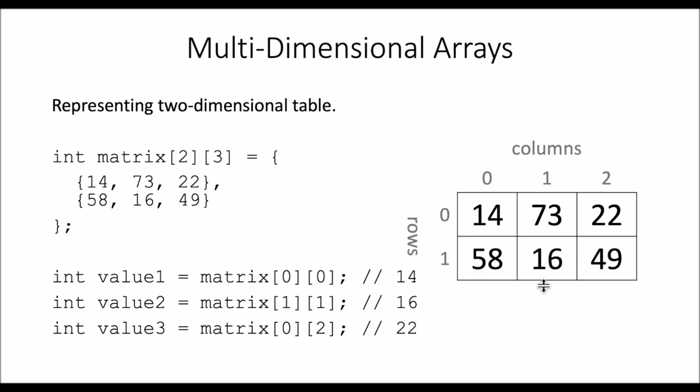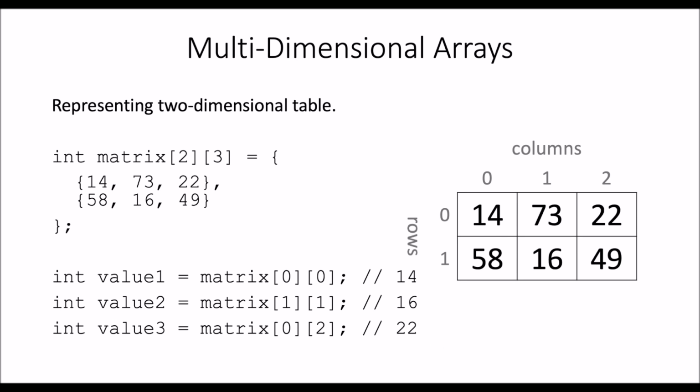Let's do another example. Let's say I want to access the value 16. 16 is located at index 1 for the first dimension and index 1 for the second dimension. So again, I write down matrix, pair of brackets with 1, another pair of brackets also with 1. This will give me 16. And let's do one last example. Let's say I want to access 22. 22 is located at index 0 and index 2. So in code, I write down matrix, pair of brackets with 0 and pair of brackets with 2 for the second dimension. This will give me 22.